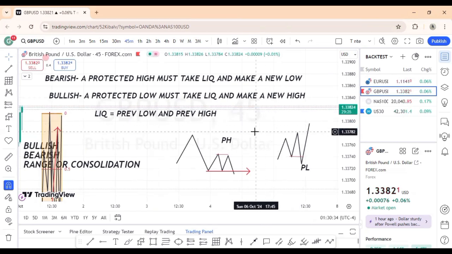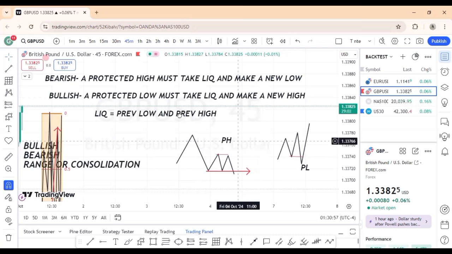So just take note of this, right? This is where we'll be continuing tomorrow, because tomorrow we're talking about break of structure, change of character, and those things will make sense when you understand protected lows and protected highs. So just allow me to confuse you for today with this. Tomorrow I will explain better.